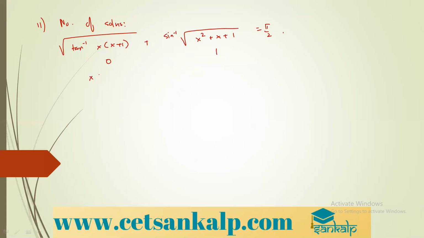That means x into x plus 1 should be 0. That means x should be 0 or negative 1. Here, x square plus x plus 1 getting 1, it's not possible. So what we will do? We will take x as negative 1.